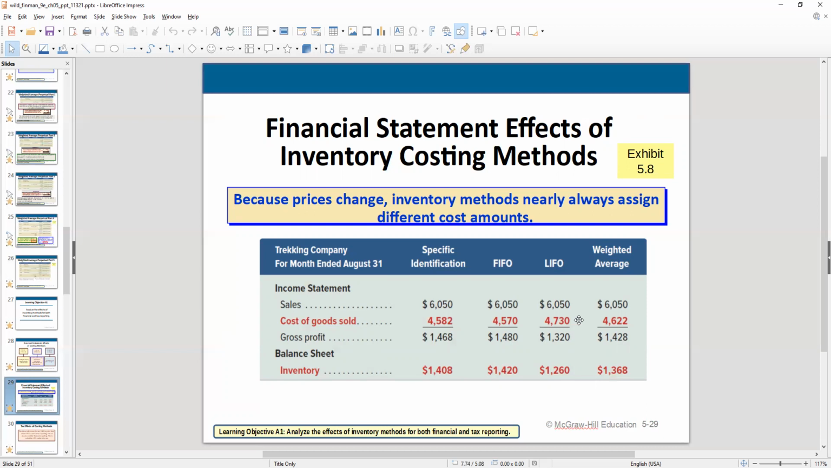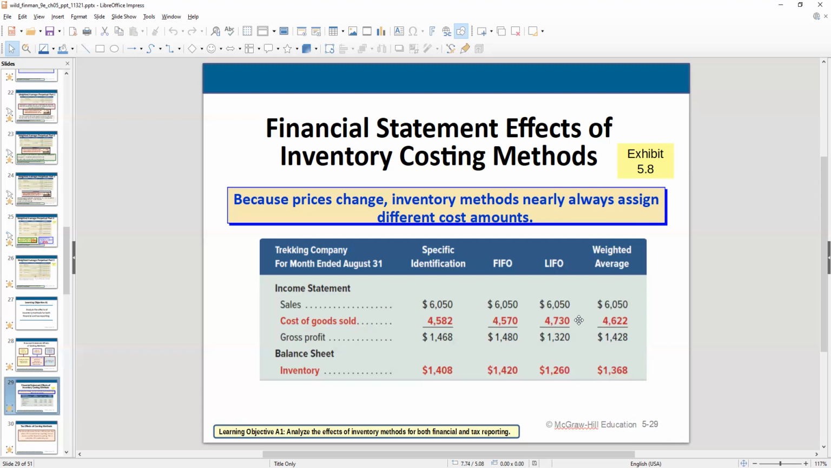The problem is over time, it does even itself out. Okay. But so you're only doing that as a one-time thing. Now, the IRS does not like you switching back and forth between FIFO and LIFO. In fact, they make you send in a form called change of accounting method and get approval from the IRS before you do it.